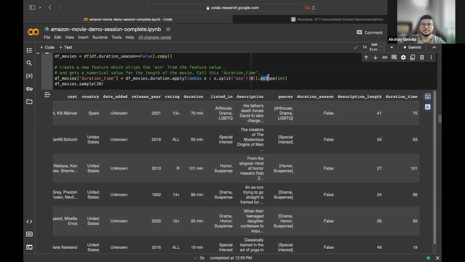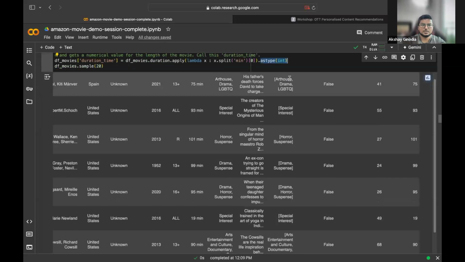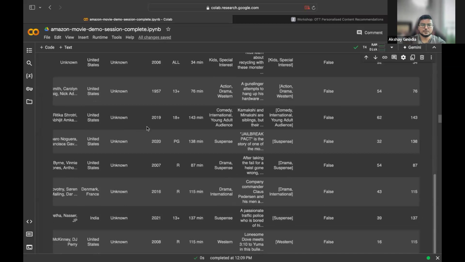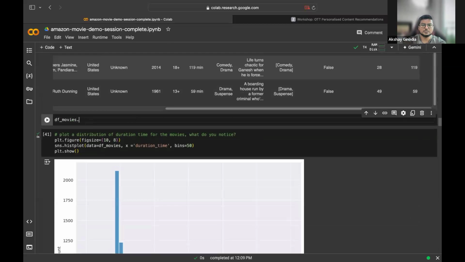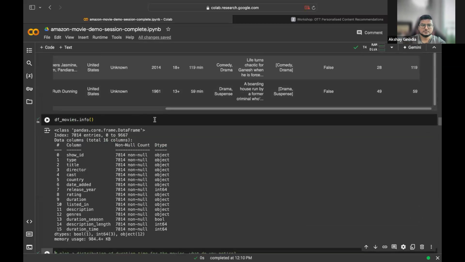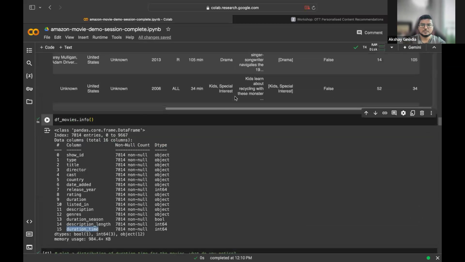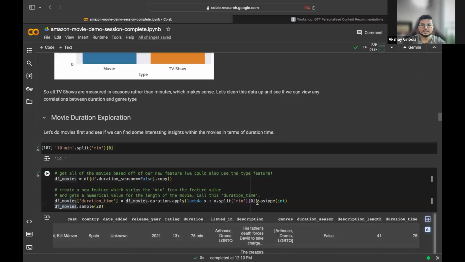I'm also, in the end, using astype int, so it converts the number in the text to an actual number. So if I do df movies.info, which we use for looking at the structure also, you can see duration time is int64, and this is only because we did astype int to convert that column to integer type. Okay.